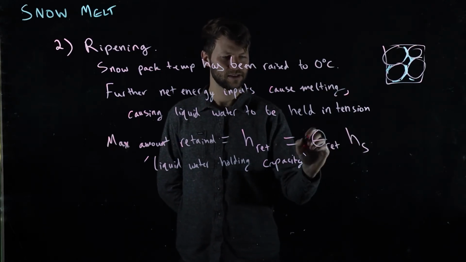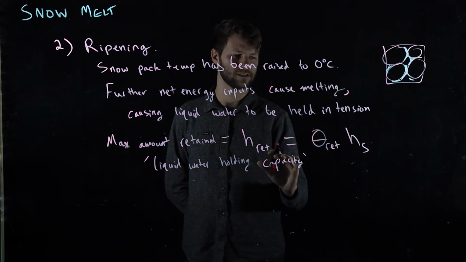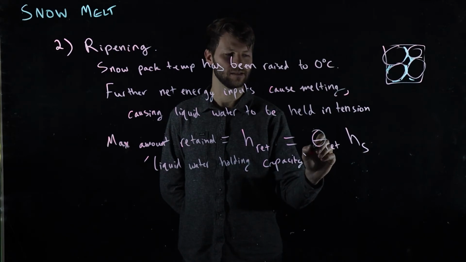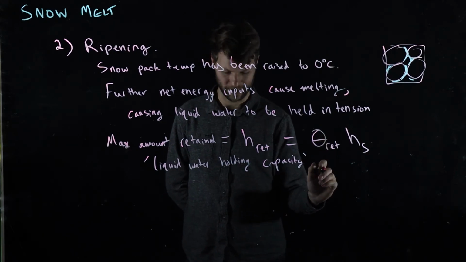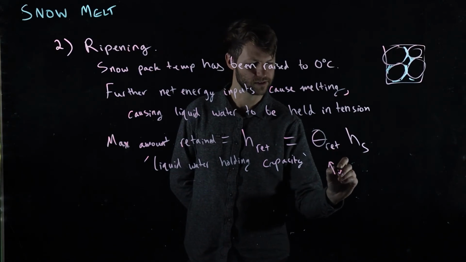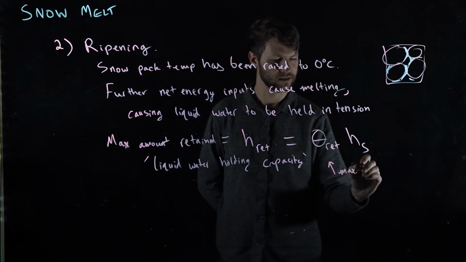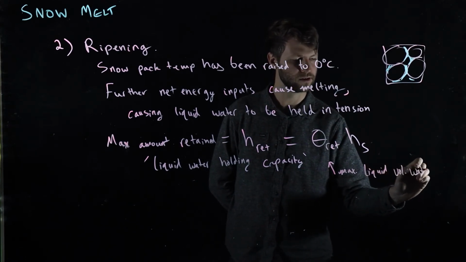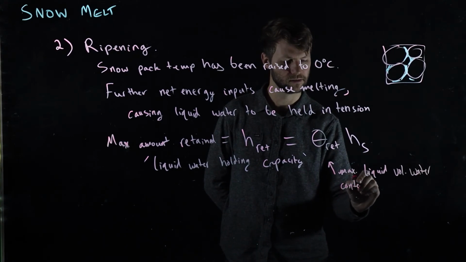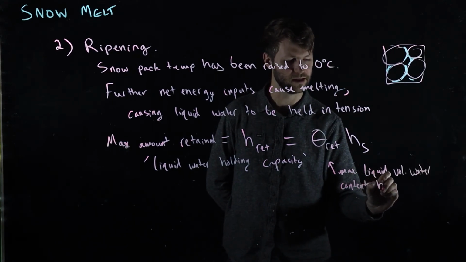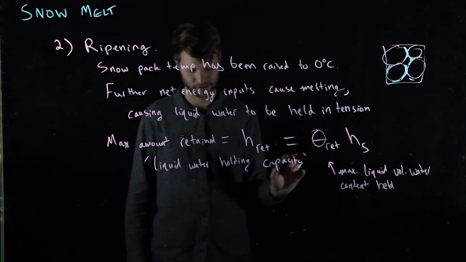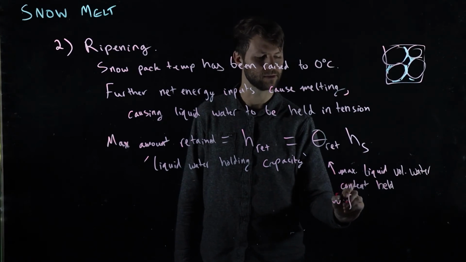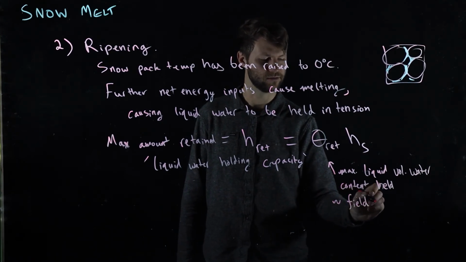You can think of this theta term just like in describing soil moisture. It's a volumetric water content, and it's describing the liquid volumetric water content in the snowpack. And so this is the max liquid volumetric water content that can be held within the snowpack before it starts to drain. And so this is akin to the concept of field capacity in the unsaturated zone.